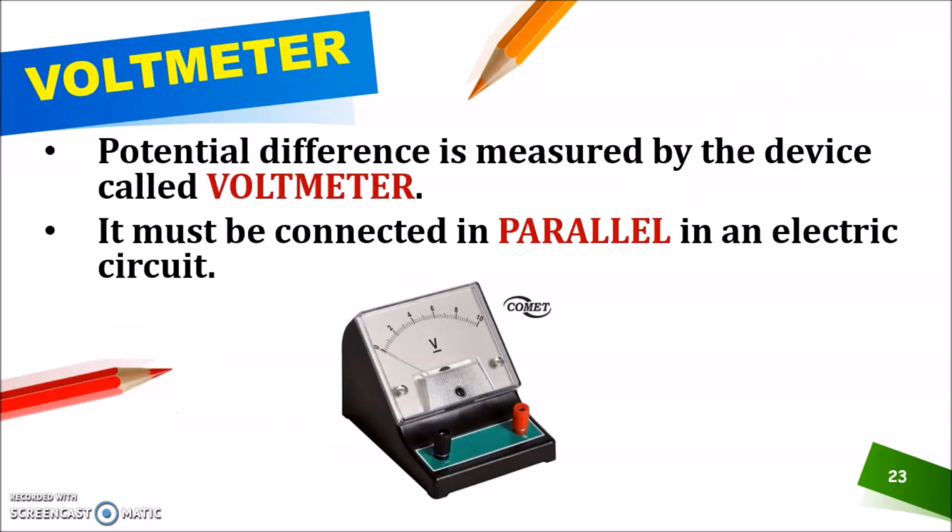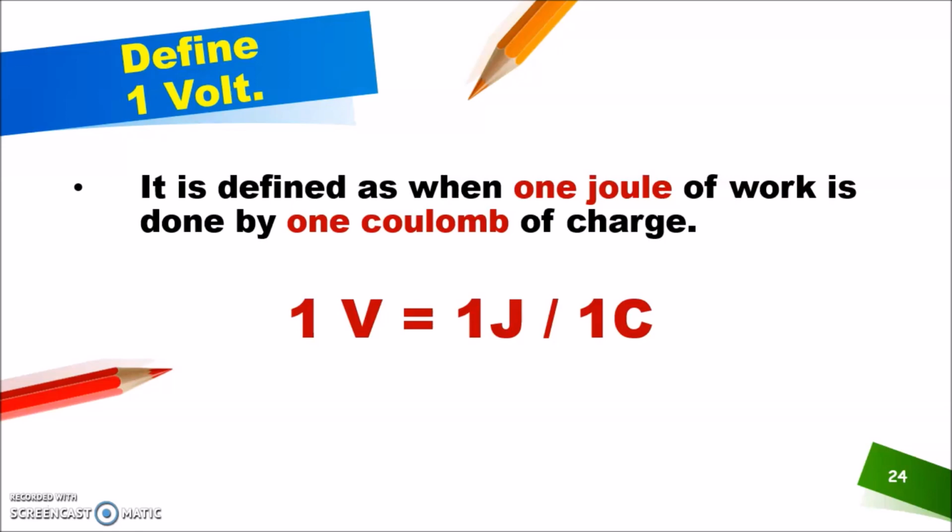Now what is a voltmeter? Voltmeter is a device used for measuring potential difference in the electric circuit. It must be connected in parallel in a circuit. And the positive terminal of the voltmeter is connected to the positive terminal of the cell or battery, or vice versa. Is it clear?